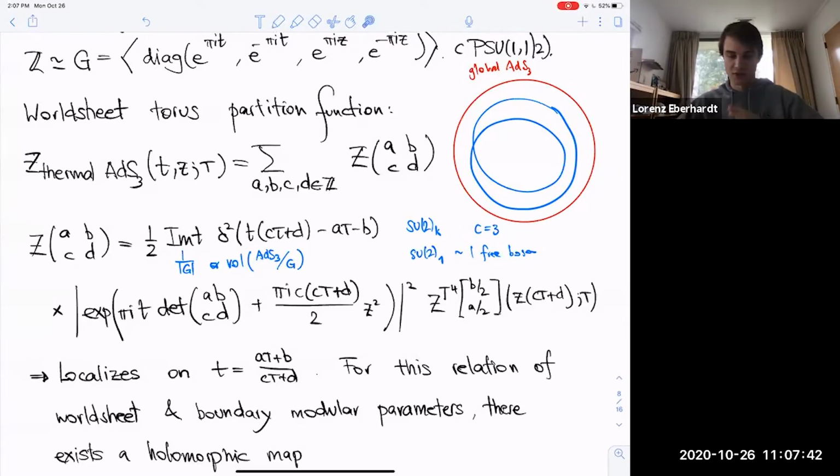Okay, so these are the 2 magic properties: the delta function, and the fact that you have only 4 oscillators instead of 8.